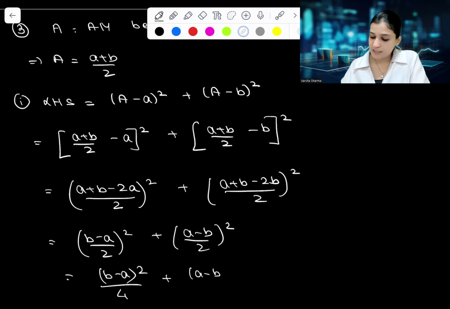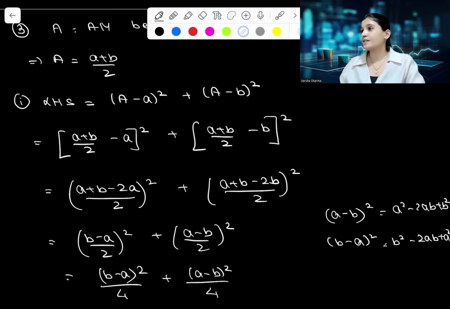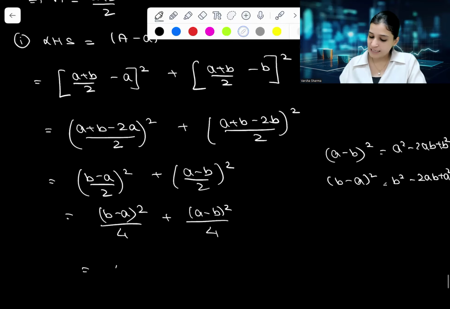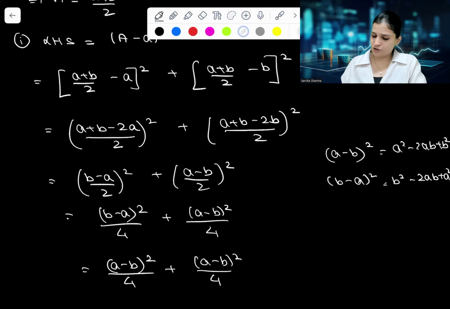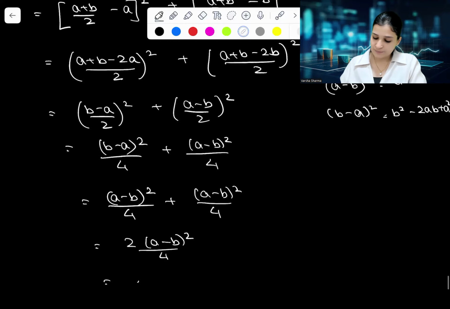What is the formula of (a minus b) whole square? a square minus 2ab plus b square. What would be (b minus a) whole square? b square minus 2ab plus a square. Aren't they the same? Yes. So looking at my proof, (b minus a) whole square can be written as (a minus b) whole square. It's the same thing. So taking LCM, 2 times, 2 gets cancelled, so (a minus b) whole square by 2.